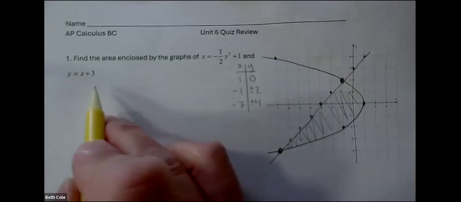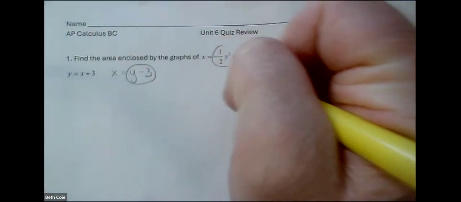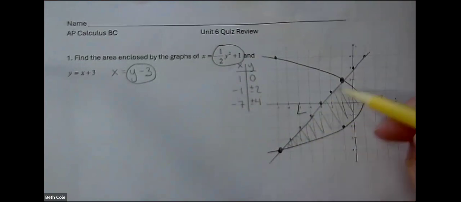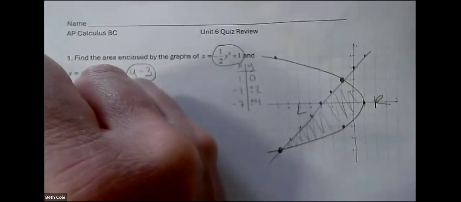Also, first thing we're going to have to do is make this be x equals. So if we get x by itself, we're simply going to subtract over that 3. Also, I've found that circling these helps, reminds you what you're going to put in your integral. Also, putting right and left. The right graph is the curve and the left graph is the linear one. So now we're ready to set up our integral.